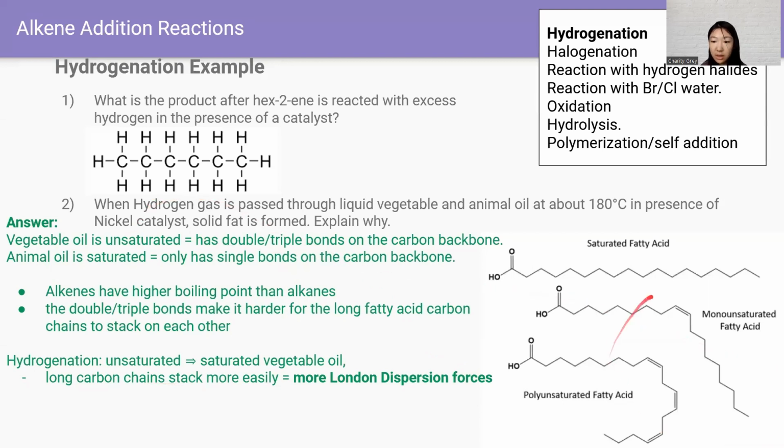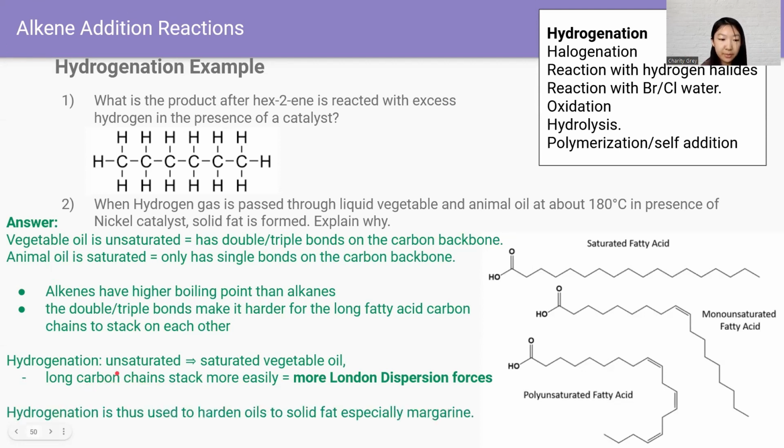So if we pass these two unsaturated fatty acids through a nickel catalyst, it will become saturated. For example, this one will become a straight line. So we will get rid of this double bond, this double bond, this double bond, and this double bond, and then we just attach them to hydrogens. And then they will all be straight lines again, right? So that means they can stack a lot easier, and that creates London dispersion forces, intermolecular forces between the molecules. And if they have stronger forces, it becomes more solid, right?